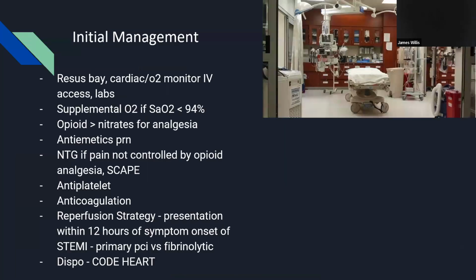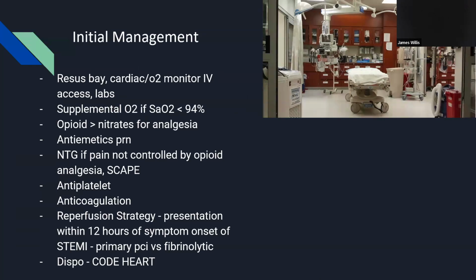So initial management, you want this patient in the resus bay, you want cardiac monitor, IV, O2, you want access, labs. I know we all learn MONA in med school, but you don't want to over oxygenate patients. Only give them supplemental O2 if they're hypoxic. You want to give them pain control as well. A lot of times we forget about that. Opioids are better than nitrates for analgesia, so start with that first.